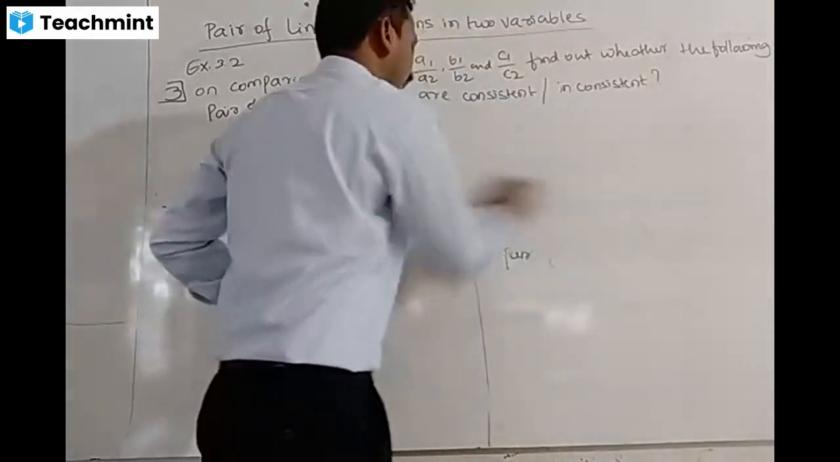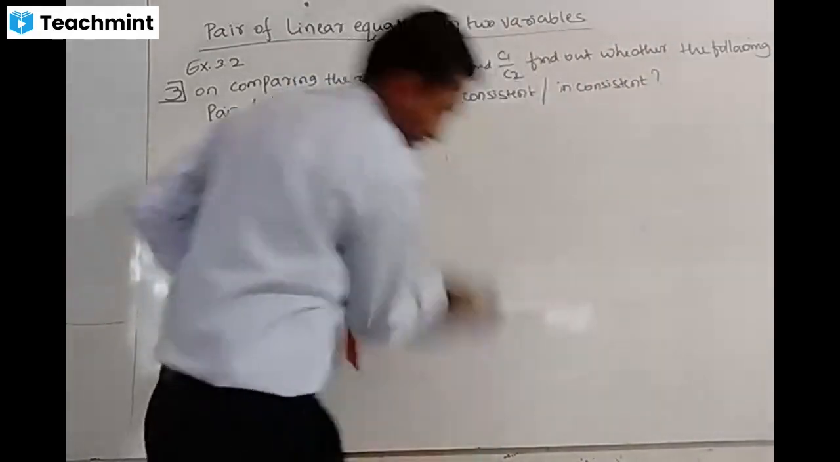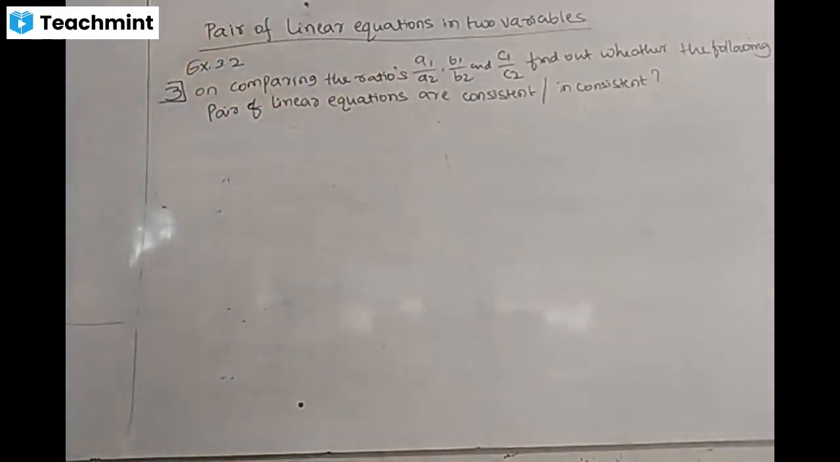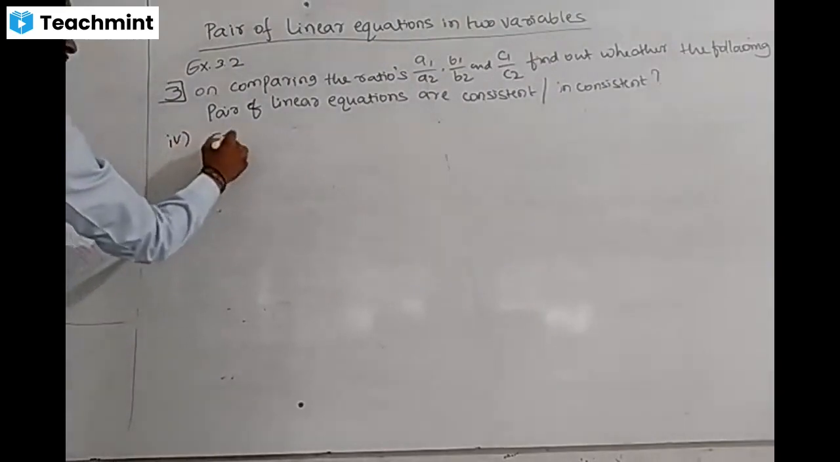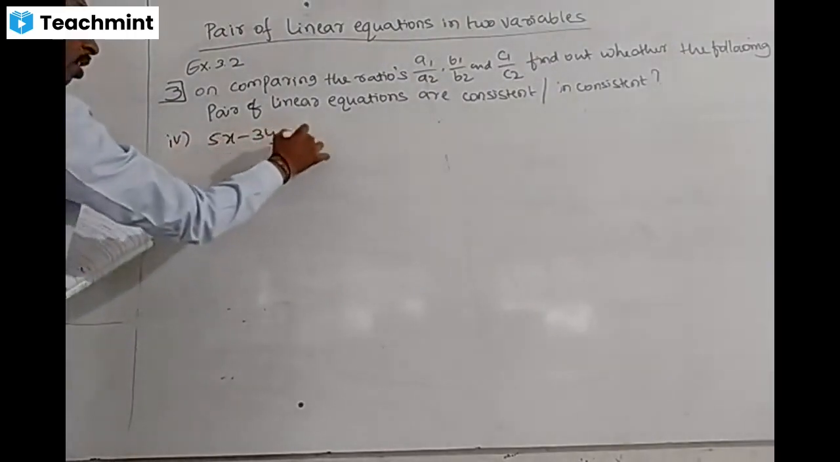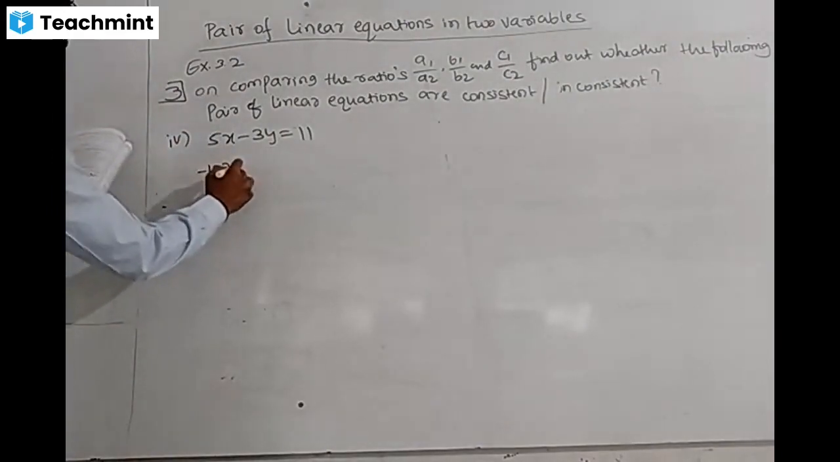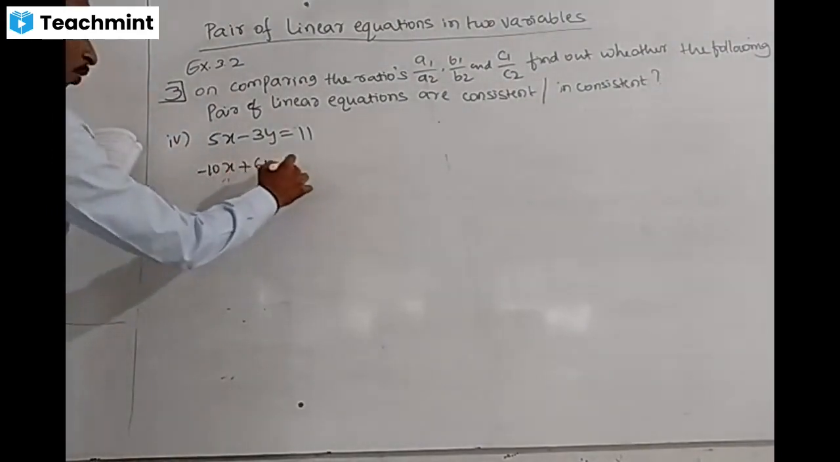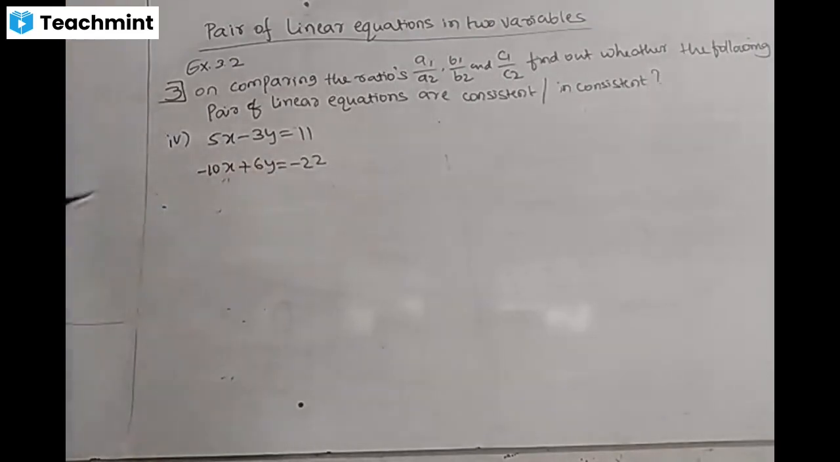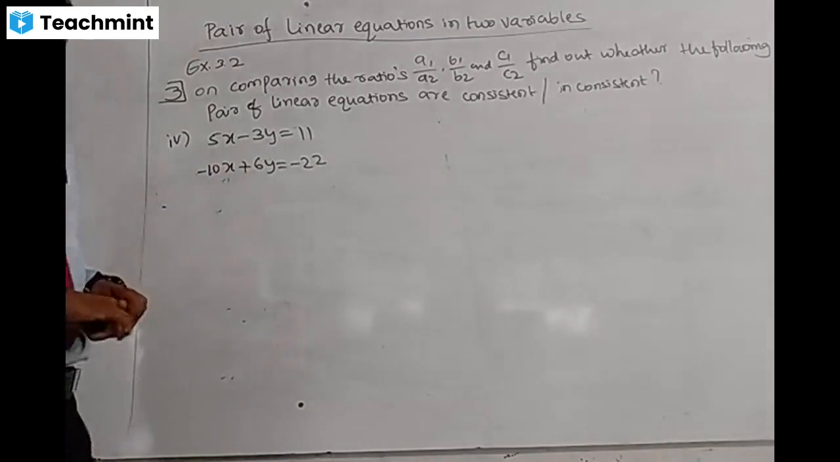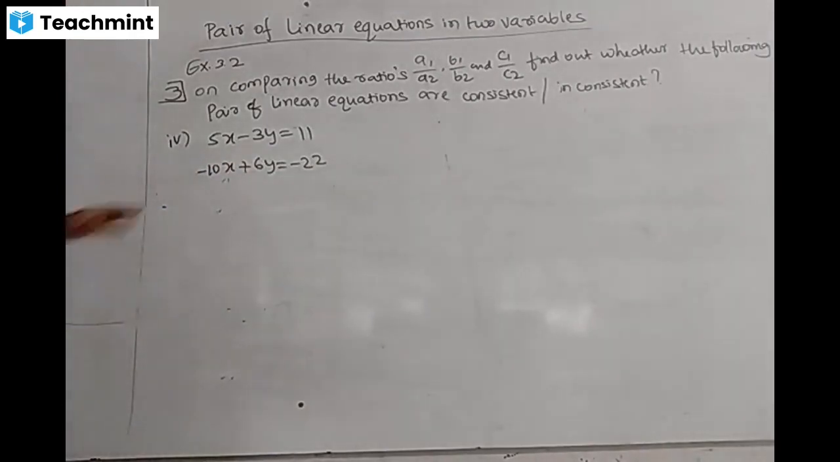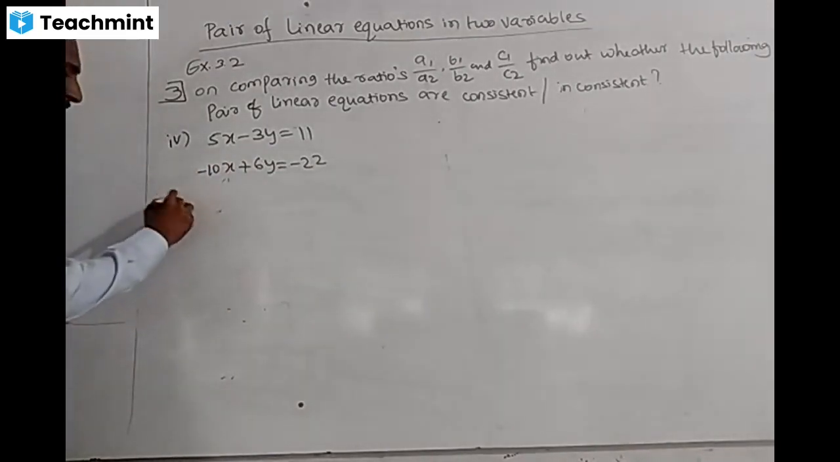So now the fourth one. The equations are 5x minus 3y is equal to 11, and minus 10x plus 6y is equal to minus 22. So these are the given pair of linear equations. Now let us check by comparing the ratios.